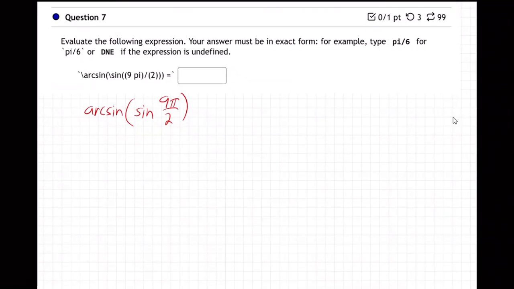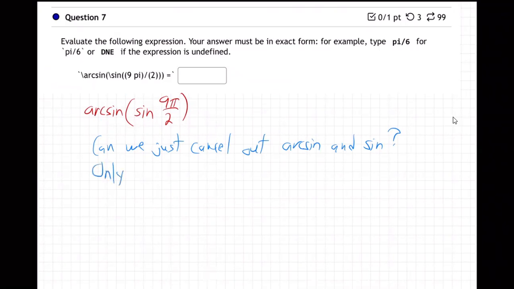Okay, so can we just cancel these out? That's the big question. Can we just cancel out arcsine, and so we just go boom, boom? The answer is just 9 pi over 2. Well, the answer to that is, it depends.